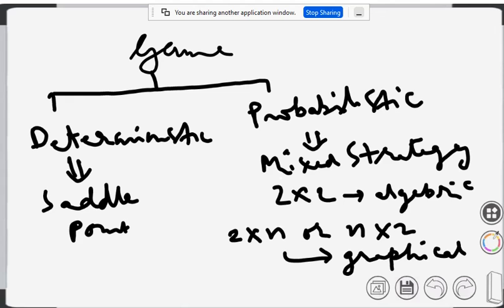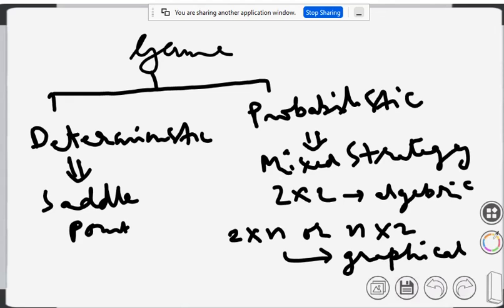We were doing game theory, and I'll just recapitulate a little bit of whatever we have done till date. A game is a situation where there is a conflict of interest. Generally, we talk about two-person zero-sum games and other games, fair games, and all that. A game is of two types: either it is a deterministic game or it's a probabilistic game. A deterministic game is played with pure strategies and it has a saddle point.